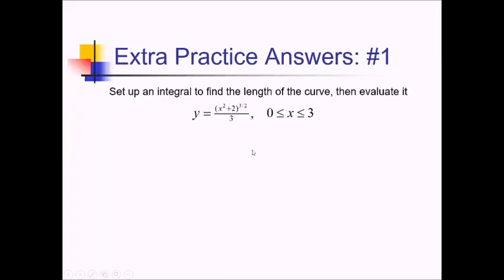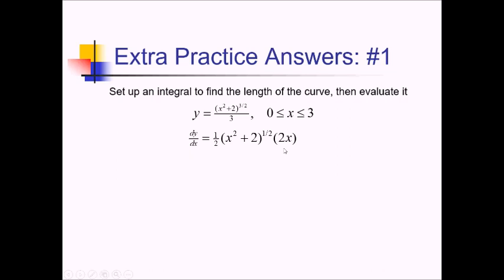On this one, I need to set up and evaluate an integral to find the length of this curve over the interval from 0 to 3. So in order to use my arc length formula, I'm going to have to get the derivative of this thing. Using my power rule and chain rule, that's going to be 3/2 times 1/3 out front. So that's 1/2. So we have 1/2 times (x squared plus 2) to the 1/2 power. And now we have to multiply that by the derivative of x squared plus 2, so times 2x. At this point, let's set up our arc length formula.